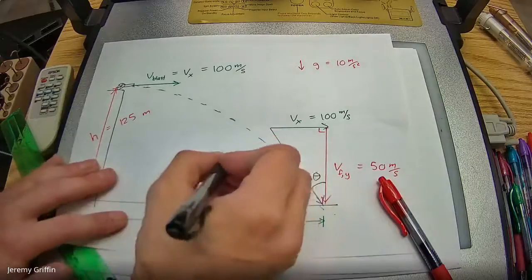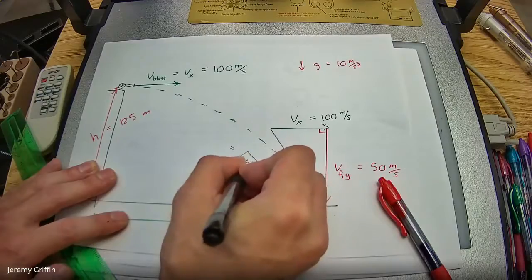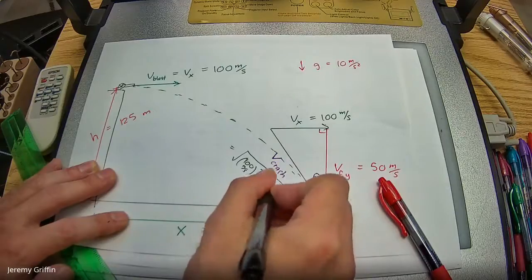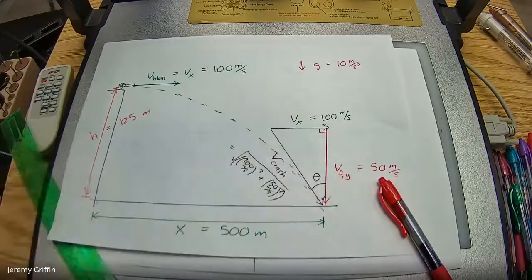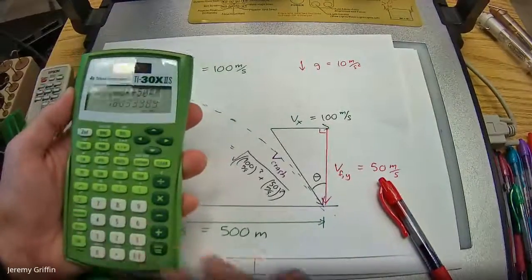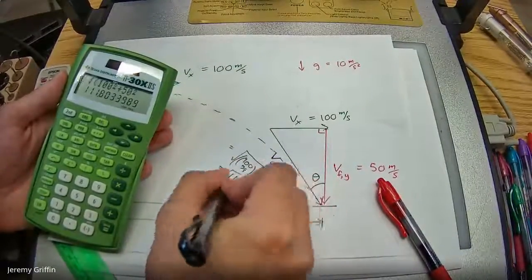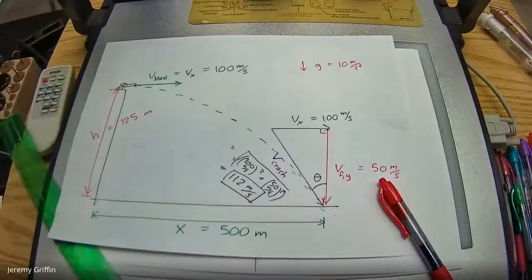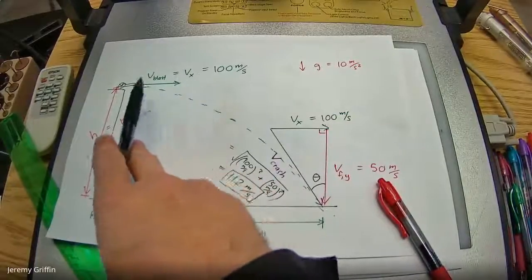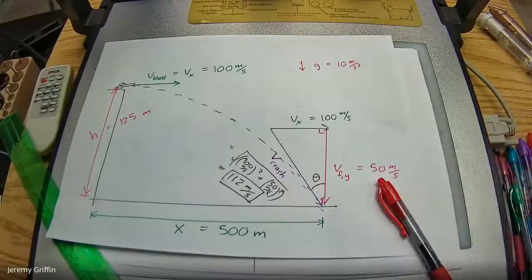It is Pythagorean. So square root of 100 meters per second squared plus 50 meters per second squared. Square root of all that, see what I get. That's 112 meters per second. Now, interestingly, that's not a whole lot faster than the cannon actually blasted. Cannon blasted 100, and it's only picked up to 112 by the time it lands. It's going really fast vertically, but that's how the Pythagorean theorem works.